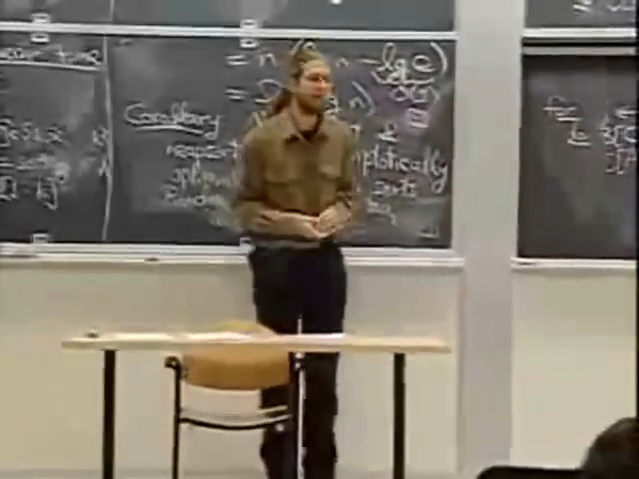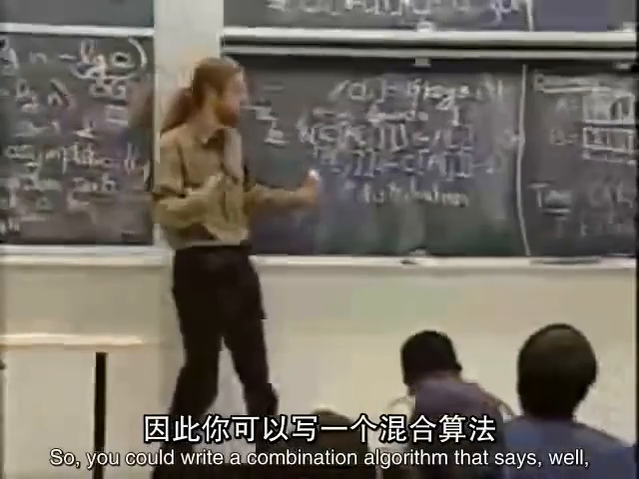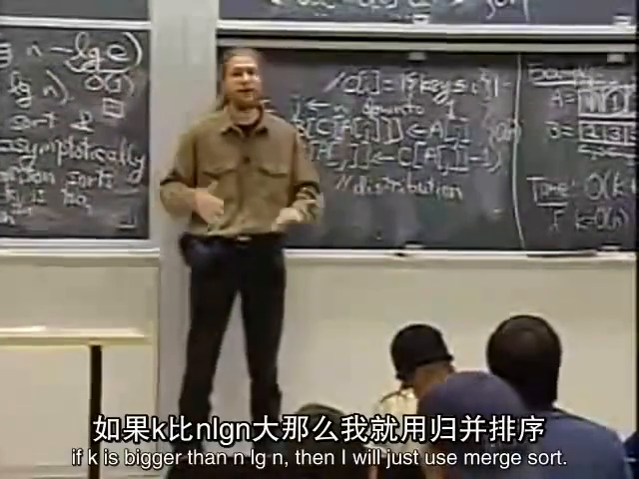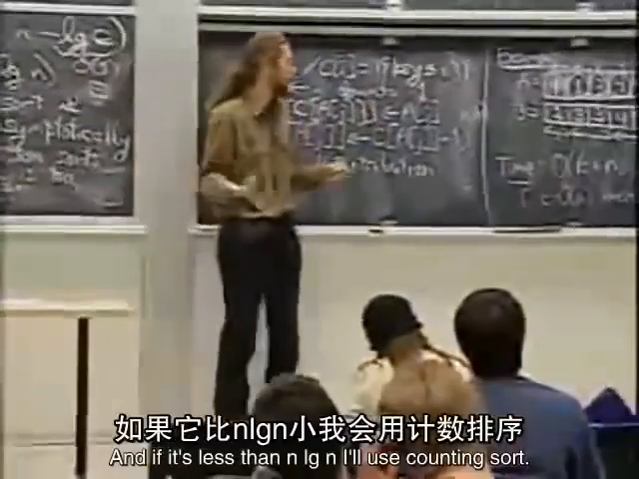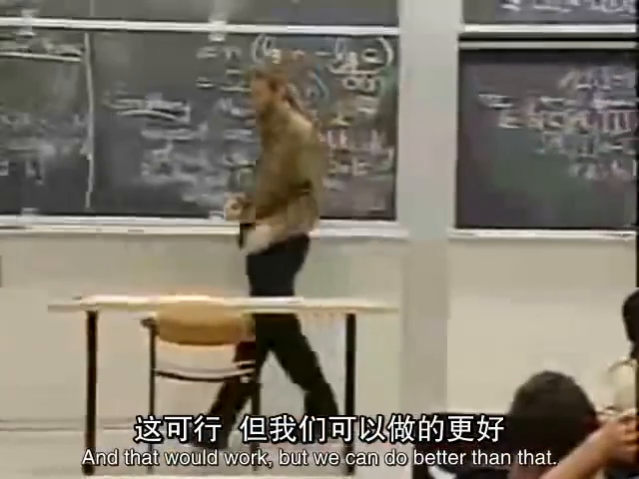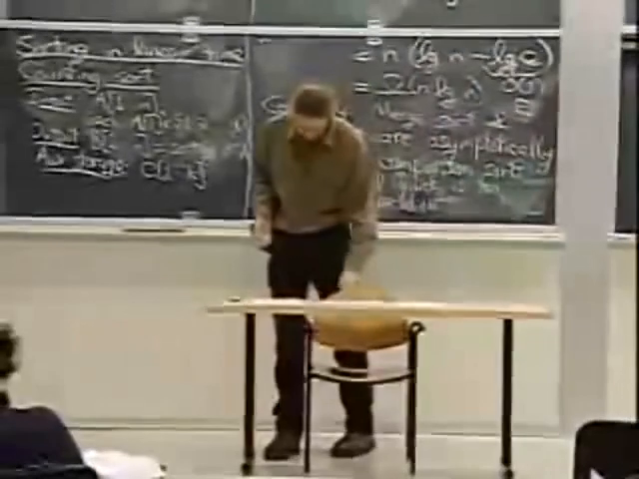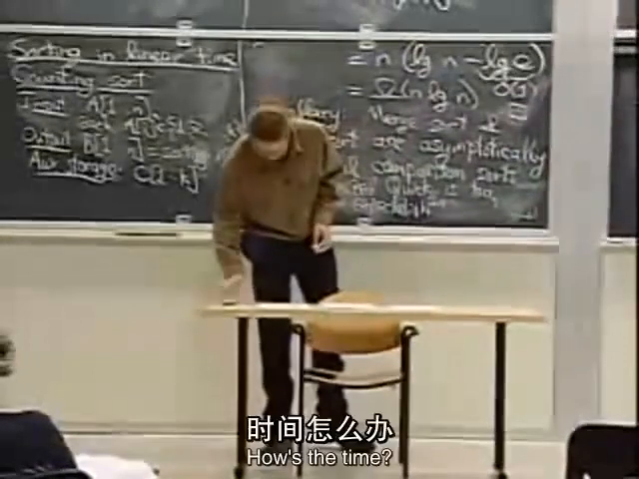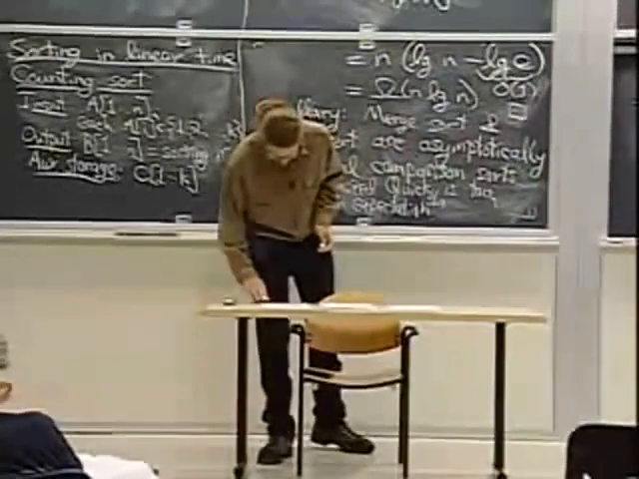It's not so great. So you could write a combination algorithm that says, well, if k is bigger than n log n, then I'll just use merge sort. And if it's less than n log n, I'll use counting sort. And that would work, but we can do better than that. OK, so what's the time?